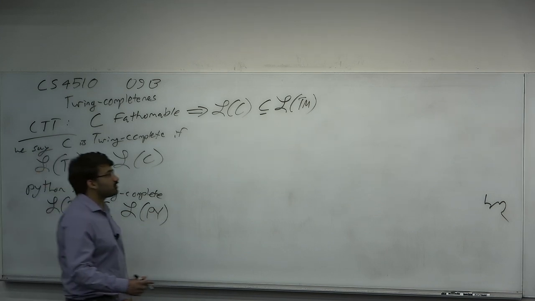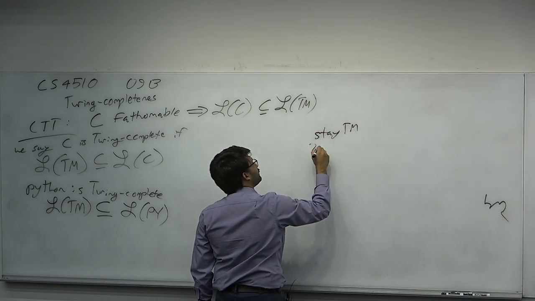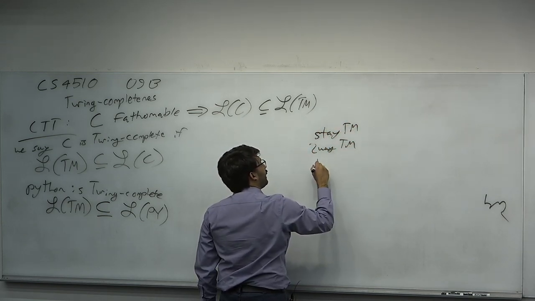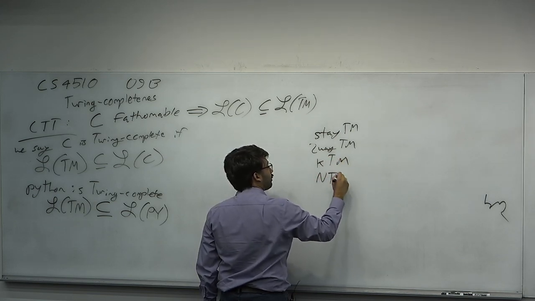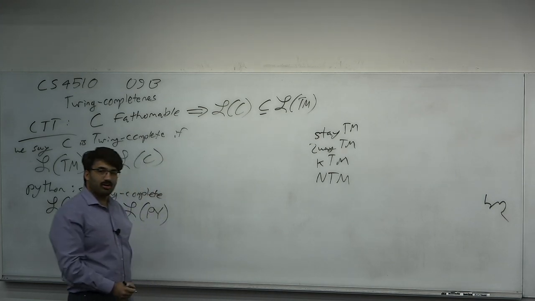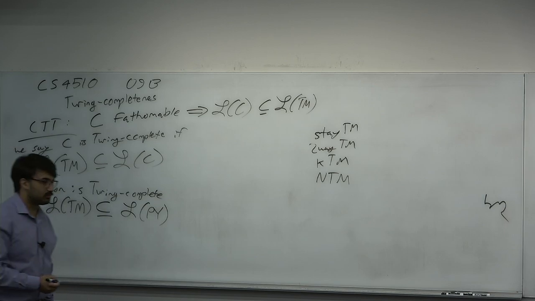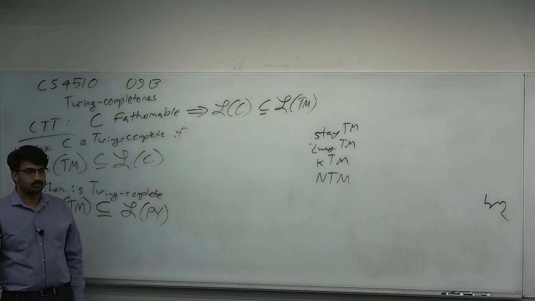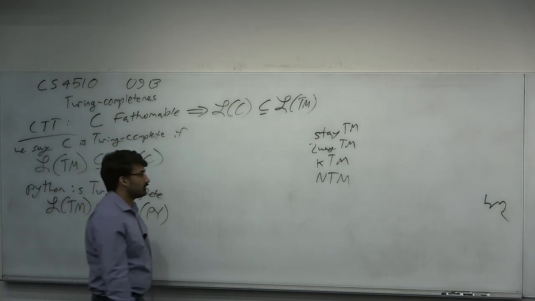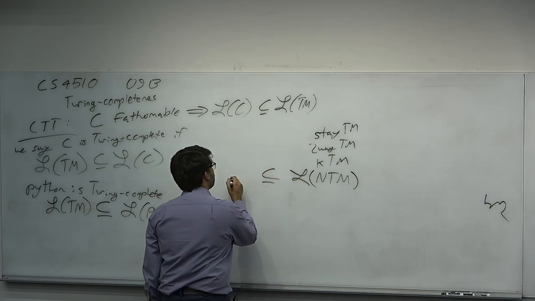What about the four computational models we gave? We gave the state TM. We gave the two-way TM. We gave the K-tape TM. And we gave the NTM. All of these are Turing complete. Why? Just generalizations of a Turing machine. Exactly. For each of these, we defined them explicitly to be generalizations.